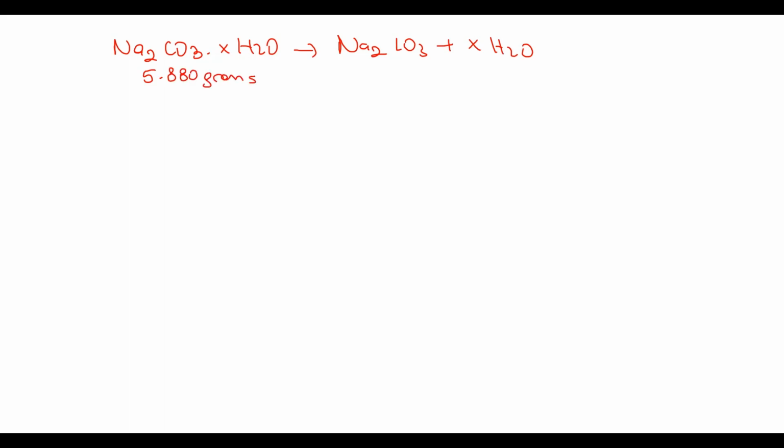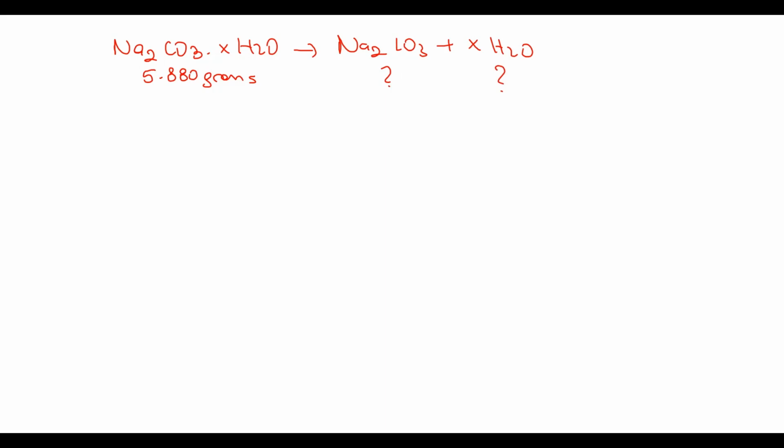So we start solving the question by writing the equation when hydrated sodium carbonate is dissolved in water. Sodium carbonate and crystal water are separated from each other. And we have 5.880 grams of the hydrated salt, and these are now unknown. We don't know their masses, we don't know their number of moles. And you cannot calculate the number of moles of hydrated sodium carbonate because you don't know the number of water molecules inside the hydrated salt.